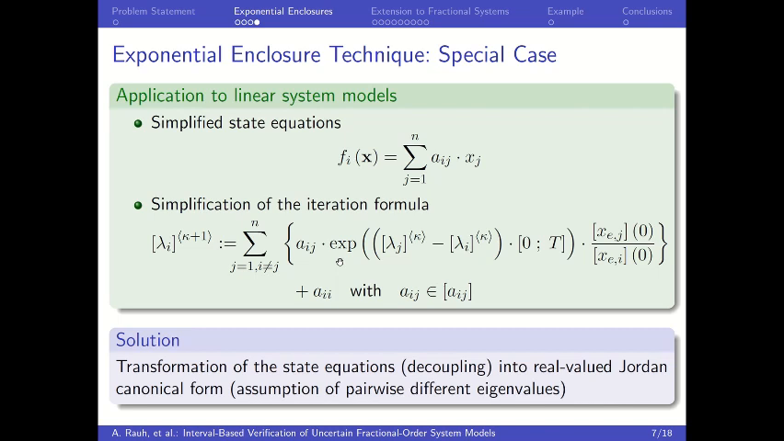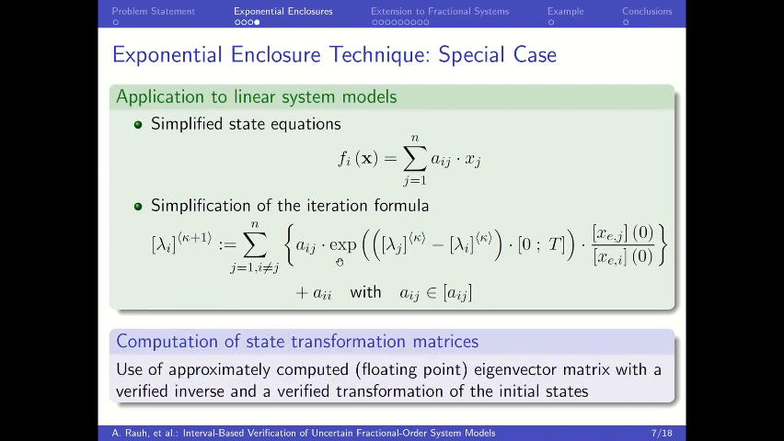that corresponds to the Jordan canonical representation of the corresponding sets of state equations under the assumption of pairwise different eigenvalues. In addition, for the case of nonlinear systems, what we should use there is the corresponding floating point evaluation of the eigenvector matrix at some representative state and compute its inverse with the help of a verified interval arithmetic approach.